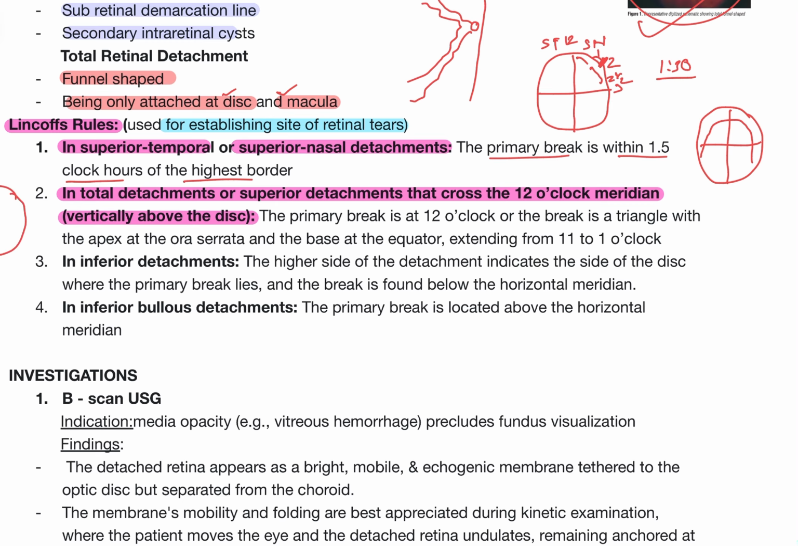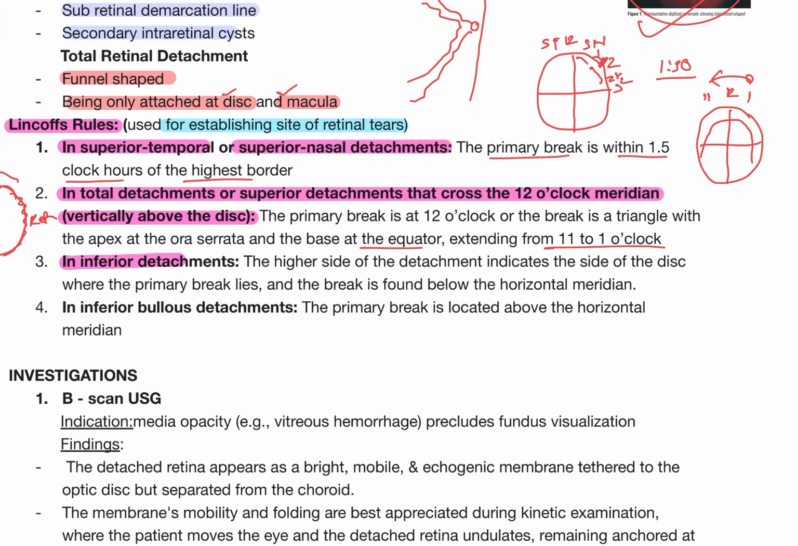If you take your globe, I am drawing here. This wall will be your retina. Somewhere here is your ora serrata, and the base will be at the equator, and it will extend from 11 o'clock to 1 o'clock. So it is crossing the 12 o'clock meridian, extending from 11 o'clock to 1 o'clock, and up to the ora serrata. In this view, this is your retina, ora serrata, and the base will be at the equator.